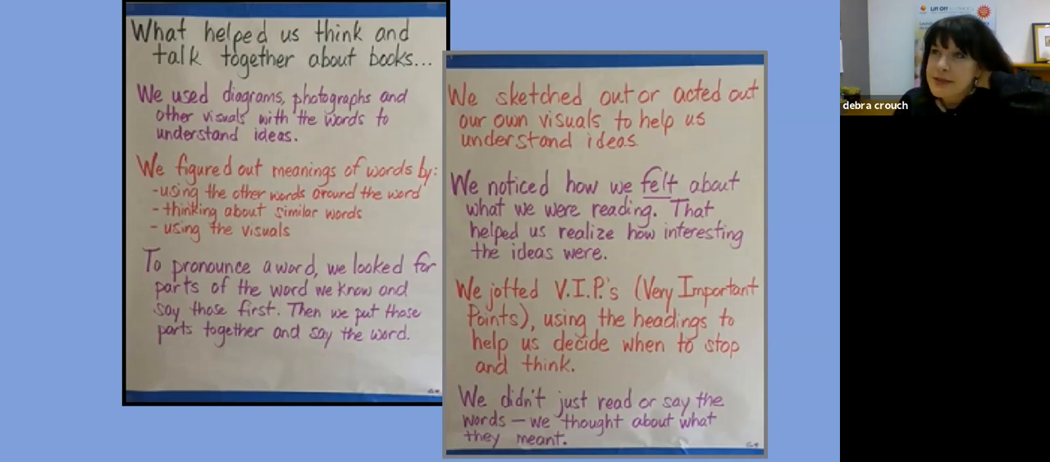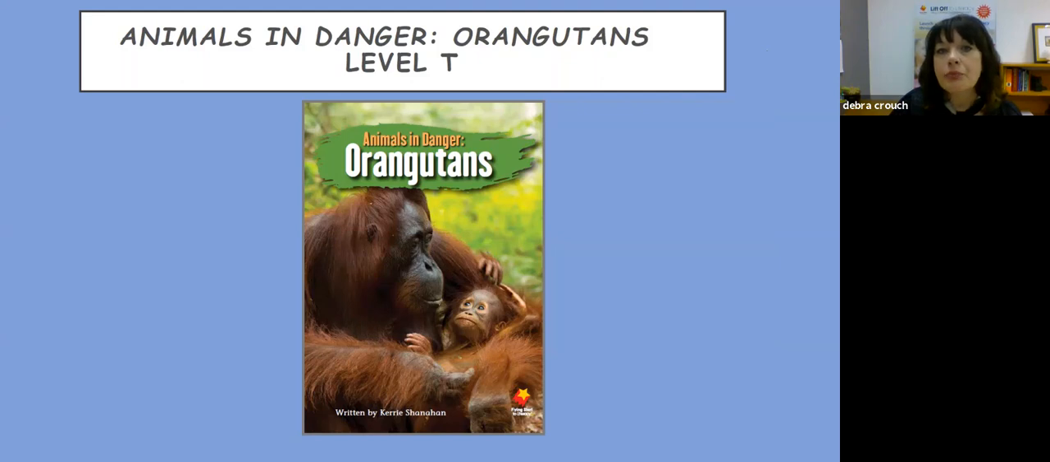And recognizing that it's not just about saying the words on the page, but it's making sure that we understand what they mean. And so we're doing that kind of work in this lesson that you're going to see coming up. The book that the kids were reading in this video that you'll see is, as I said, a level T. It's called Animals in Danger, Orangutans.